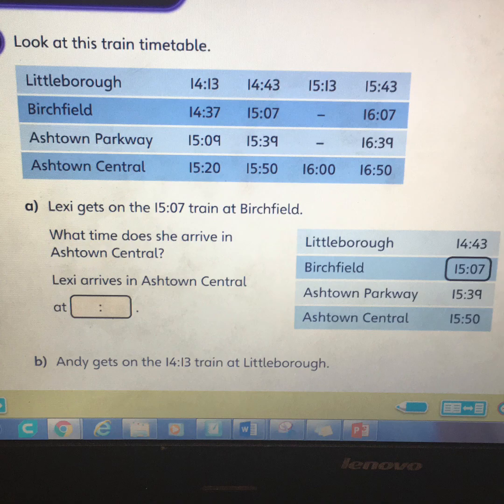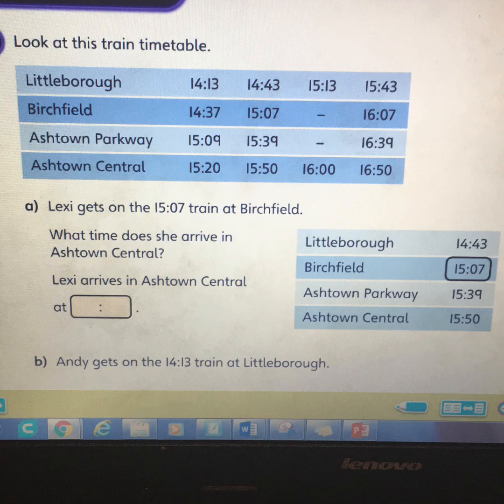Right, next one then. What about if Lexi got on the 15:13 train from Littleborough? What time would she get to Ashtown Parkway? Hopefully you're looking at this and thinking, but she wouldn't get to Ashtown Parkway. Okay, well done. I was trying to trick you. So this one has got a dash. If there's a dash in the column, that means that the train does not stop there.